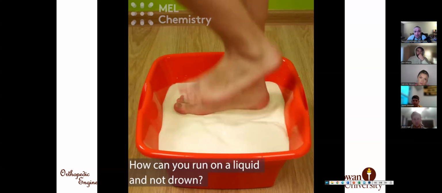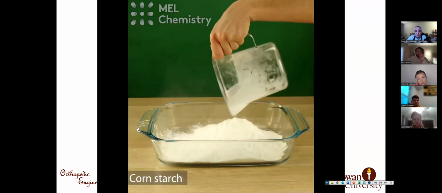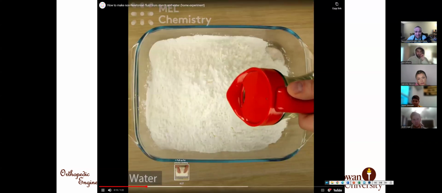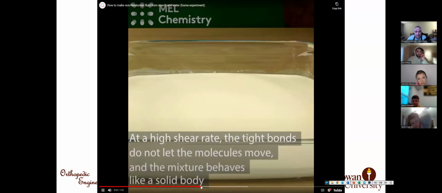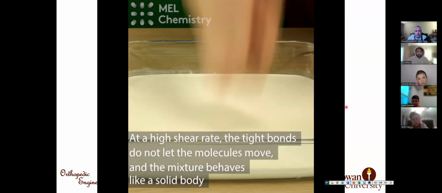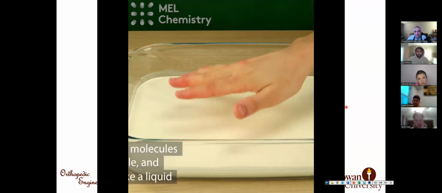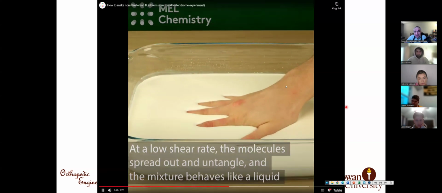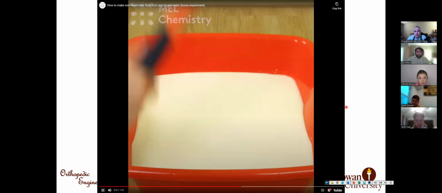Here the load is applied very fast. Slide very slow.